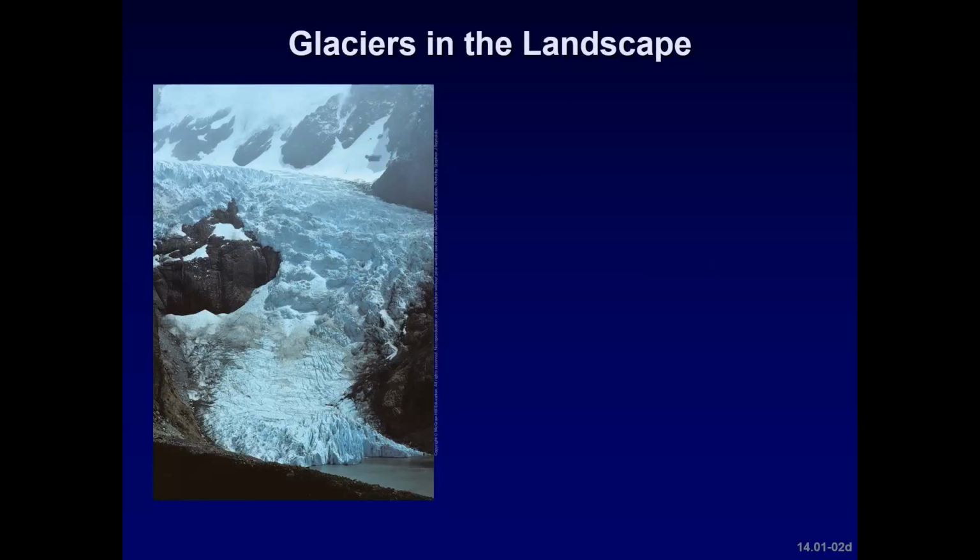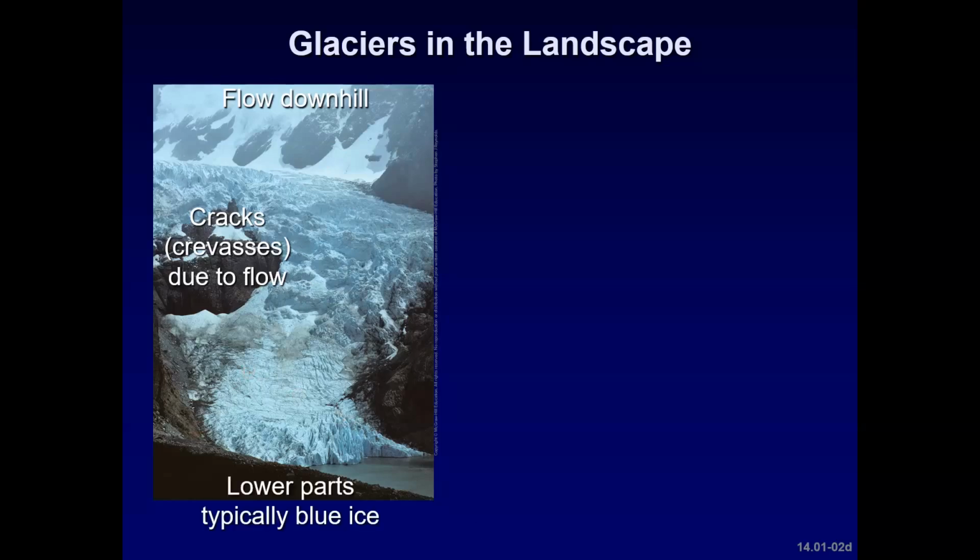Okay, so glaciers in the landscape. They can flow downhill, right? So glacier blue ice flows down a steep valley and ends in a lake. And then crevasses form where glaciers flow around a bend. So cracks, crevasses, they form due to flow. They're very dangerous. If you're walking on a glacier, you can fall in one, right? The lower parts could be blue ice. Typically, this looks very bluish in color.